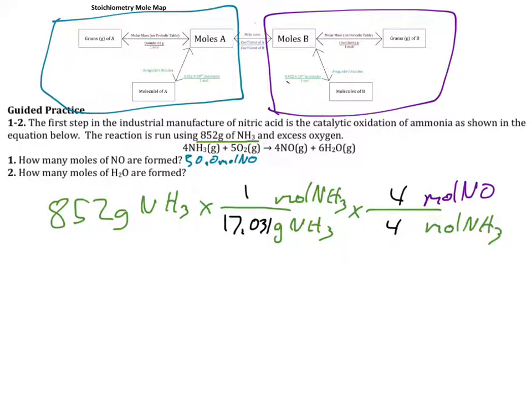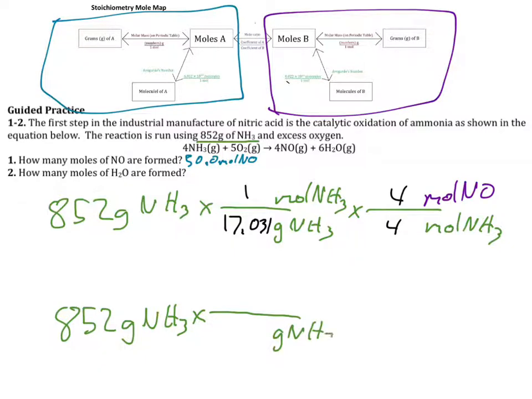All right, so let's go ahead and do this next one. This next one is asking for moles of H2O now. Well, again, we're starting with 852 grams of NH3. We then multiply by some fraction. The units we start with go on the bottom. Notice how this looks exactly like the setup above. So this is number 1. Now we're doing number 2.